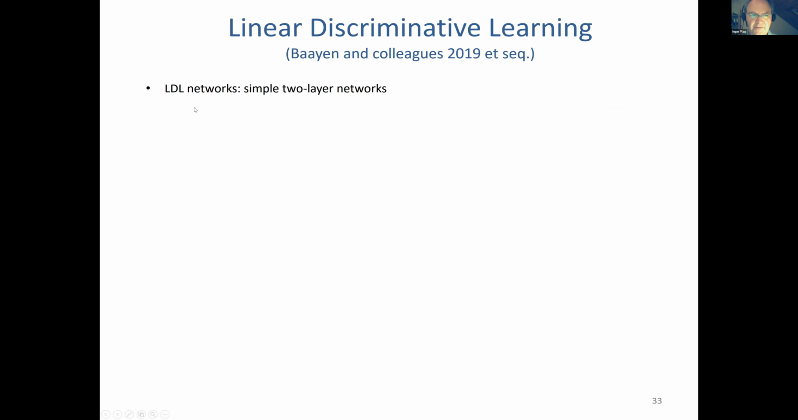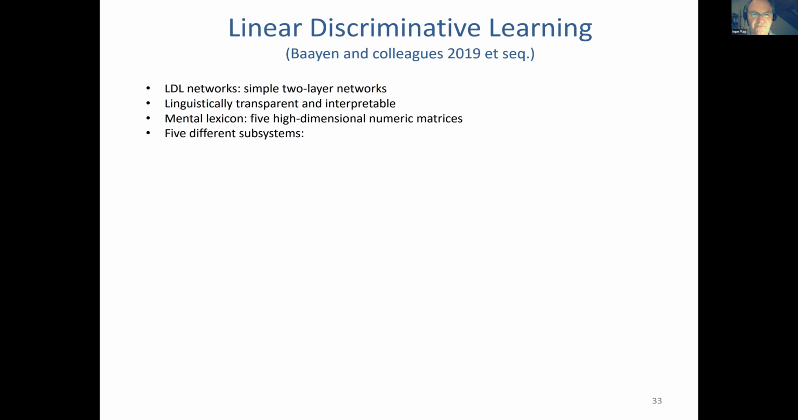In this particular flavor of discriminative learning, you have a network which is a simple two-layer network. It's linguistically transparent and interpretable, unlike deep learning networks in machine learning, often. And the idea is to have a mental lexicon with 5 high-dimensional numeric matrices. So central ideas about how we process language are translated into numbers, if you like. So you get 5 different subsystems.